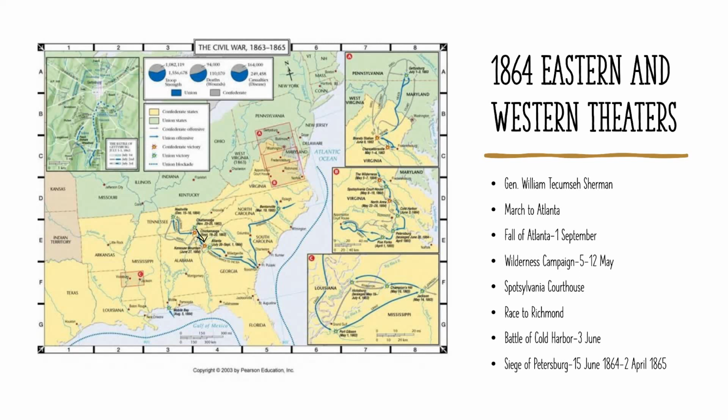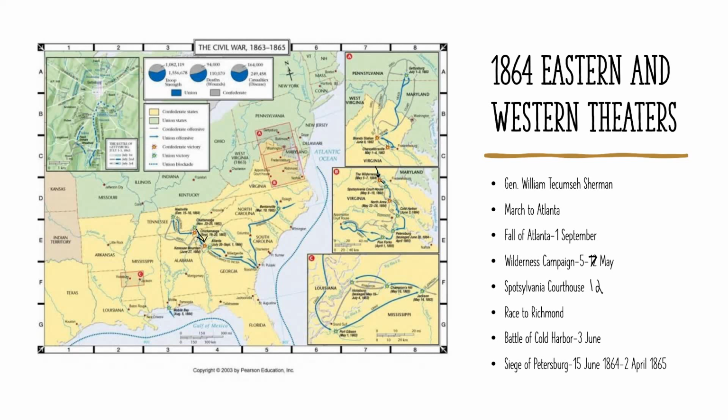So what happens? Grant starts the year right off with the Wilderness Campaign, engages Lee from May 5th through the 7th, and then again the major conflict on the 12th in this area. And this is the fighting down here. It's really brutal because it's just very close quarters. It's so densely wooded. And then the final battle right after the Wilderness is Spotsylvania Courthouse.